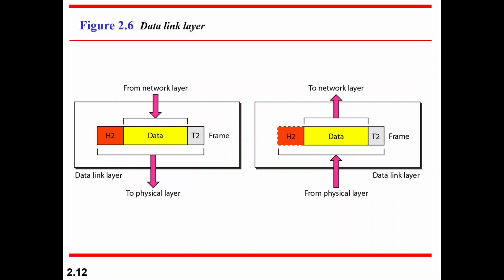The data link layer adds reliability to the physical layer by adding mechanisms to detect and retransmit damaged or lost frames. It also uses a mechanism to recognize duplicate frames. Error control is normally achieved through a trailer added to the end of the frame. Access control. When two or more devices are connected to the same link, the data link layer protocols are necessary to determine which device has control over the link at any given time.